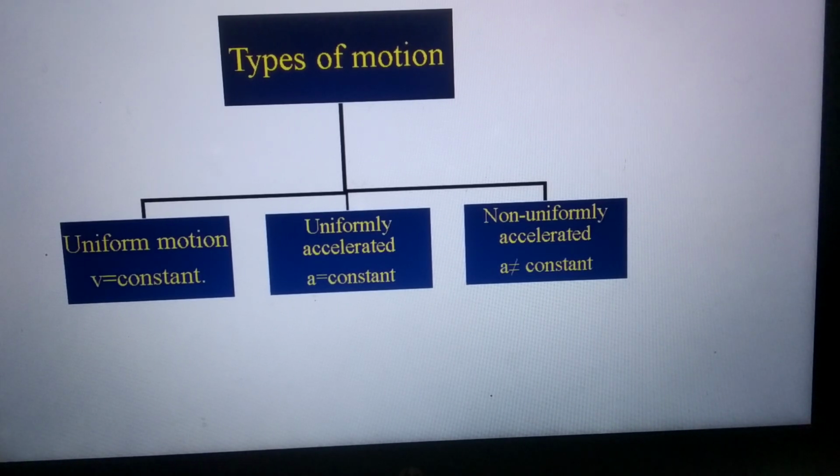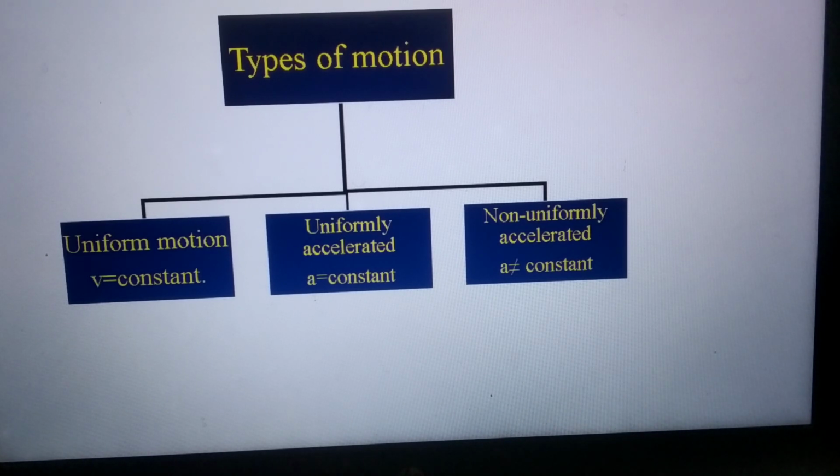This lecture is in the continuation of lecture number 1 of kinematics, and in this lecture I will discuss types of motion: what is uniform motion, what is uniformly accelerated motion, and what is non-uniformly accelerated motion. I will also discuss distance and displacement in this lecture. In the last lecture I discussed what is motion and also the frame of references and types of frame of references. So now, types of motion.